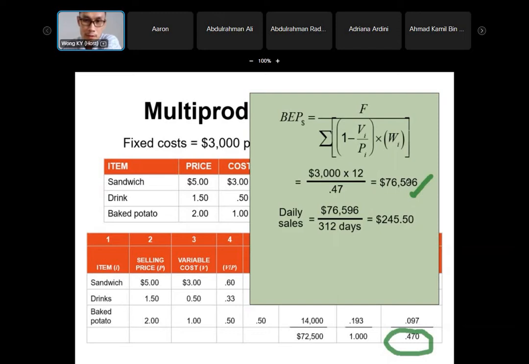Okay, so if the question asks you what should be the break-even point in dollars each day, what is the break-even point in dollars for every day? Then you have to divide this value with the total number of days per year, right? So this is the total number of working days per year. The question gives us 312 days. So this value is normally given in the question. So you just divide by the number of days per year, you get this.